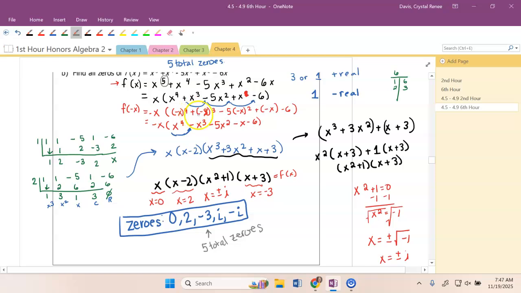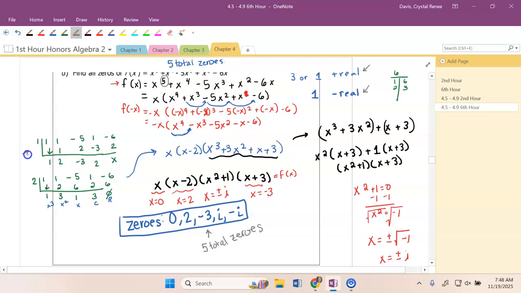When I used Descartes' rule of signs, I know that I get 3 or 1 positive real solutions. And if I do f of negative x by Descartes' rule of signs, I know that I should have 1 negative real solution. So I started with my positive real, because it's 3 or 1. I'm guaranteed 1, but it may be 3.